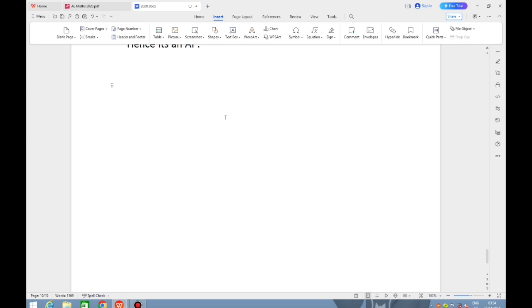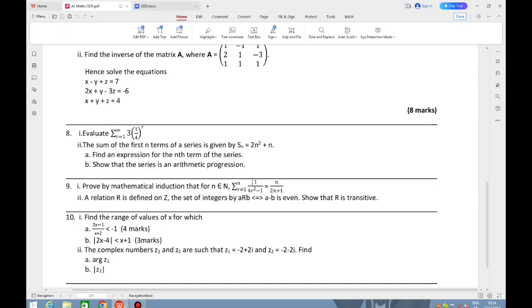Alright, so proving by mathematical induction, you simply have to start by proving that for n equals 1, the left hand side of the equation is equal to the right hand side of the equation. Then I assume the hypothesis, that the left hand side is equal to the right hand side for n equals a constant k. Then finally move to the induction step, where you have to prove that for n equals k plus 1, this value holds true, hence the equation 1 on 4r squared minus 1 is equal to n on 2n plus 1 for n an element of the natural numbers.